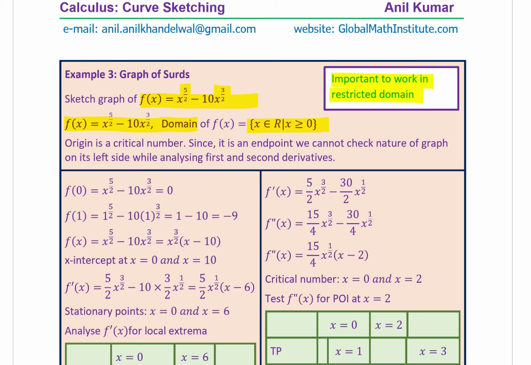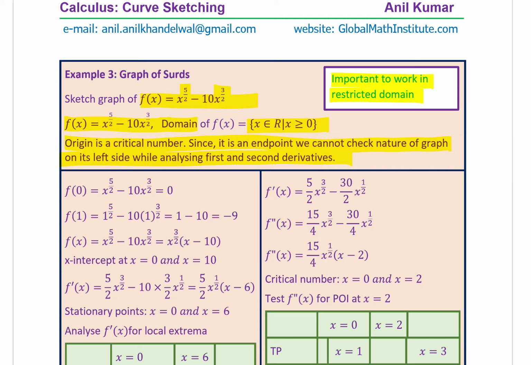So x equals 0 is a critical point here. However, we cannot approach this point from the left side, so keep that in mind. I've made a note right in the very beginning of this particular section so that you pay attention to it. Origin is a critical number. Since it is an endpoint, we cannot check the nature of the graph on its left side while analyzing the first and the second derivatives, right? But we can analyze on the right side.